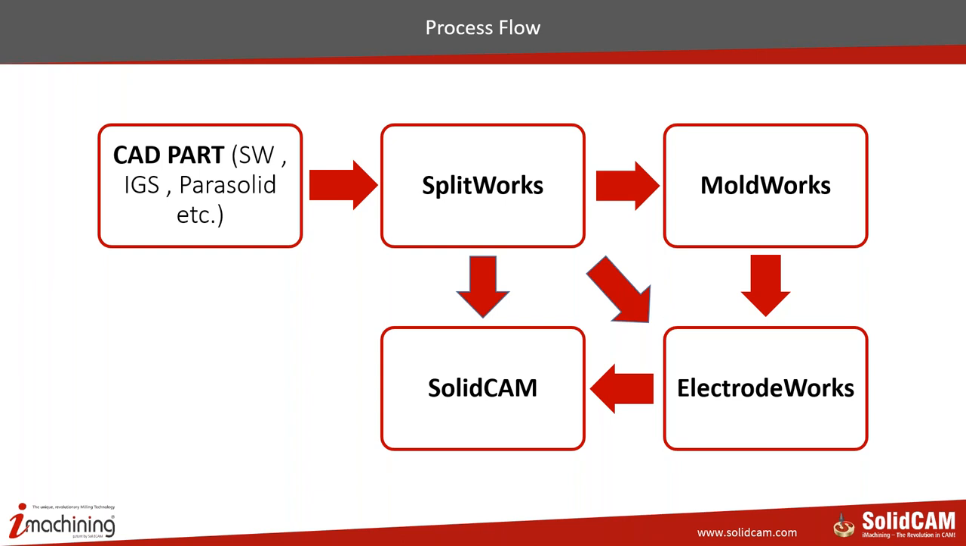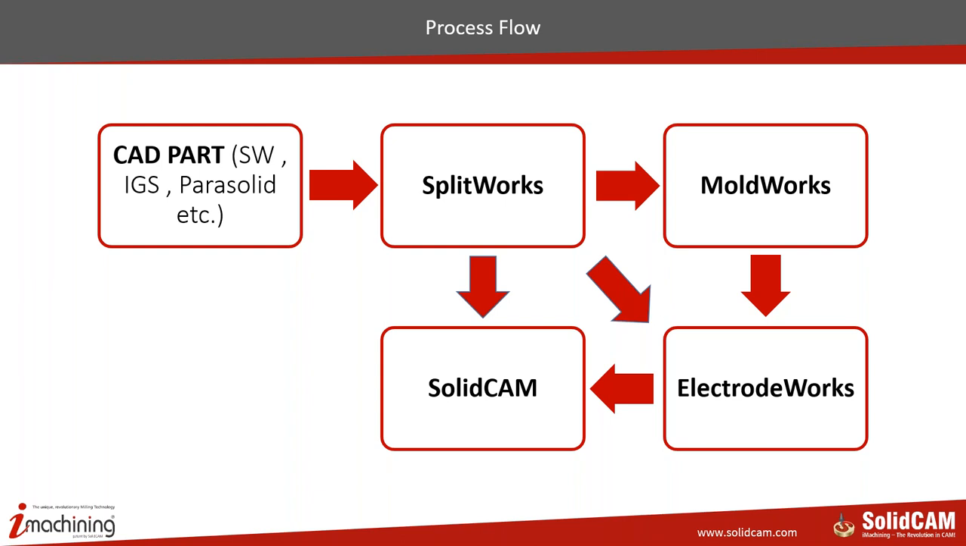Like I've shown you the flow of information, we start with a CAD part, which either could be a SolidWorks part, or it could be an imported part like an IGS file or a Parasolid file. From there, we move into SplitWorks. And from SplitWorks, we can have two directions, and these could be simultaneous directions. One could be to move and do the designing in MoldWorks to design the mold.